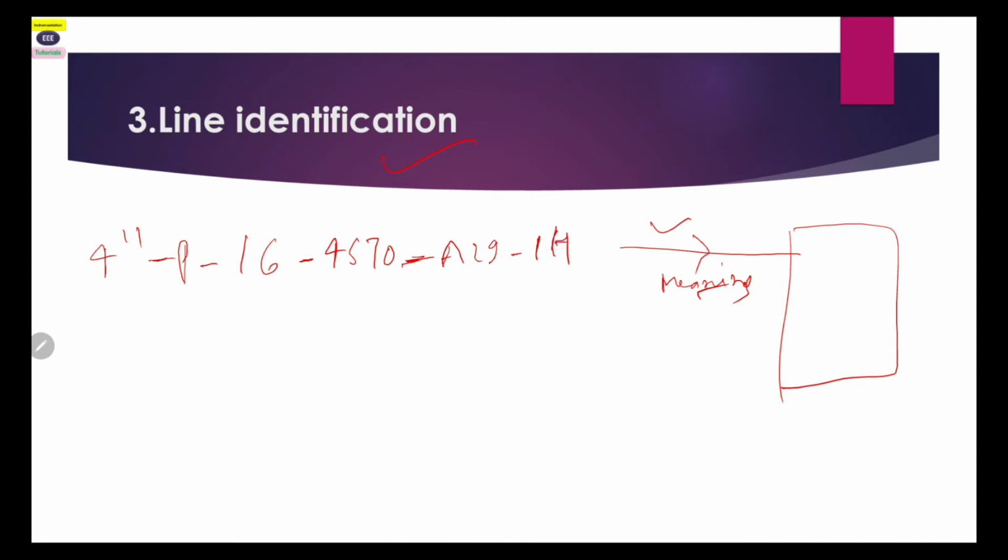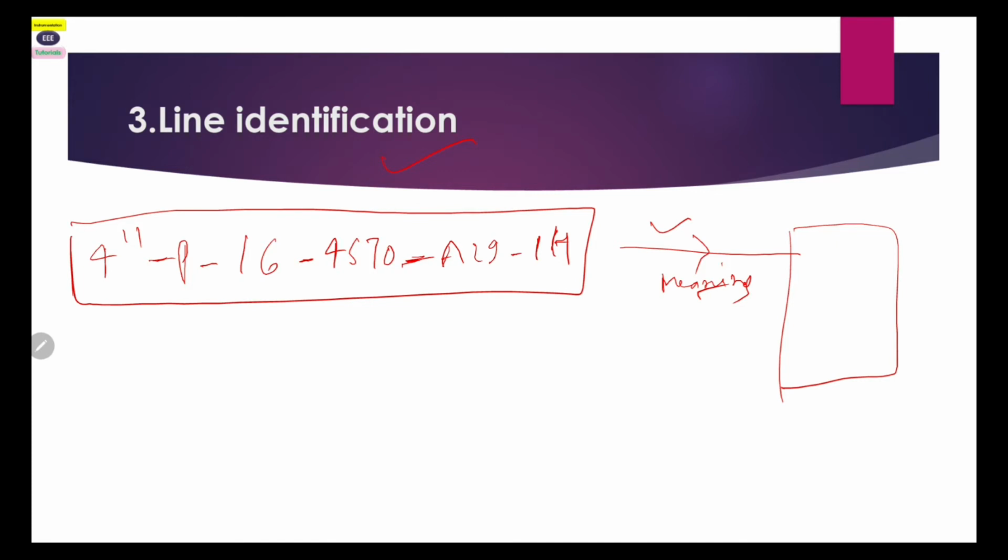So if this line is written in your P&ID, then what is the meaning of each terms we will see in our line identification theory. So what is the meaning of first part? The meaning of the first part is simply line size. Okay, so what is the line size of this line? Size of this line, it is 4 inch.